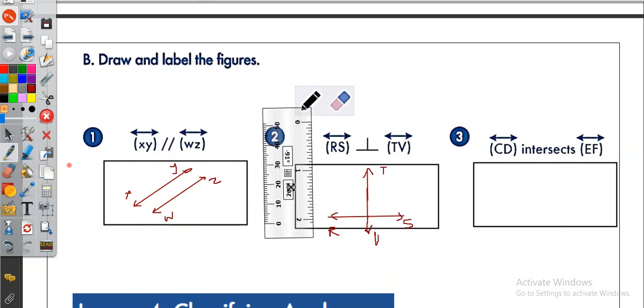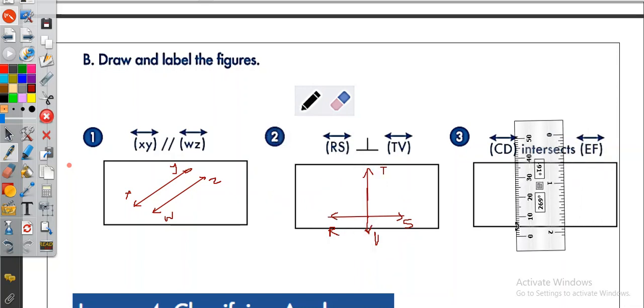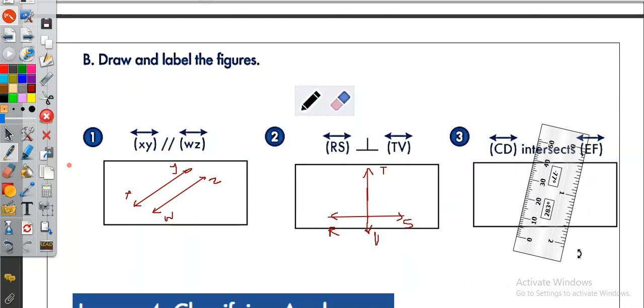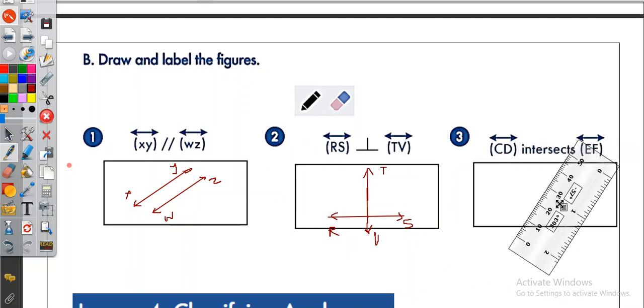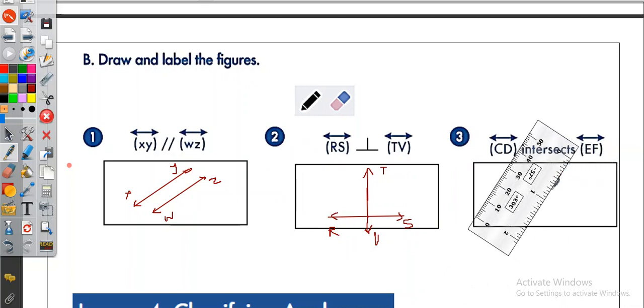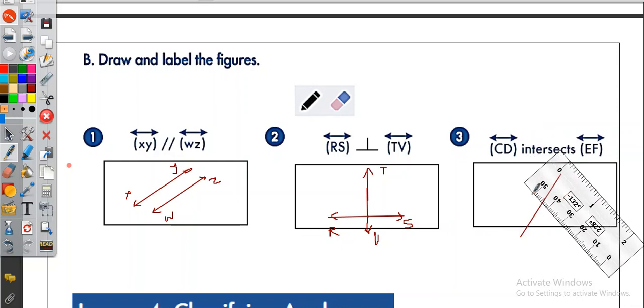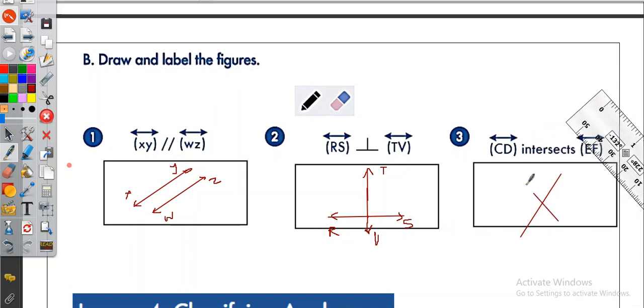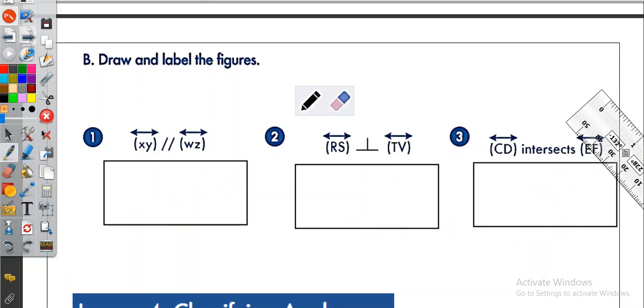Okay, finally, any two intersecting lines, so just have this ruler, draw a line here that intersects with another line there, and call this CD with the line signs, and this is EF. Great job. I'll go ahead to the next page, or sorry, to the next question.